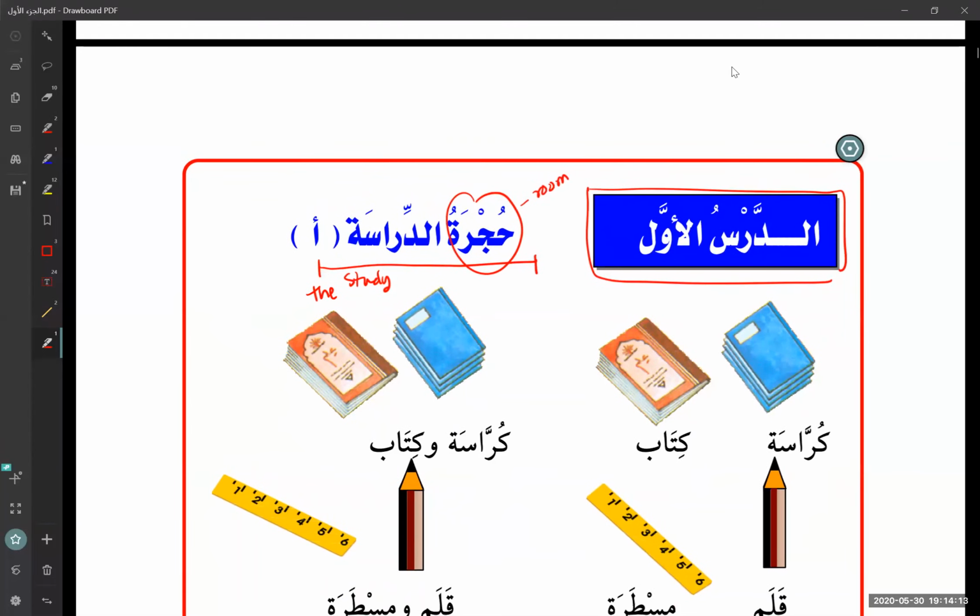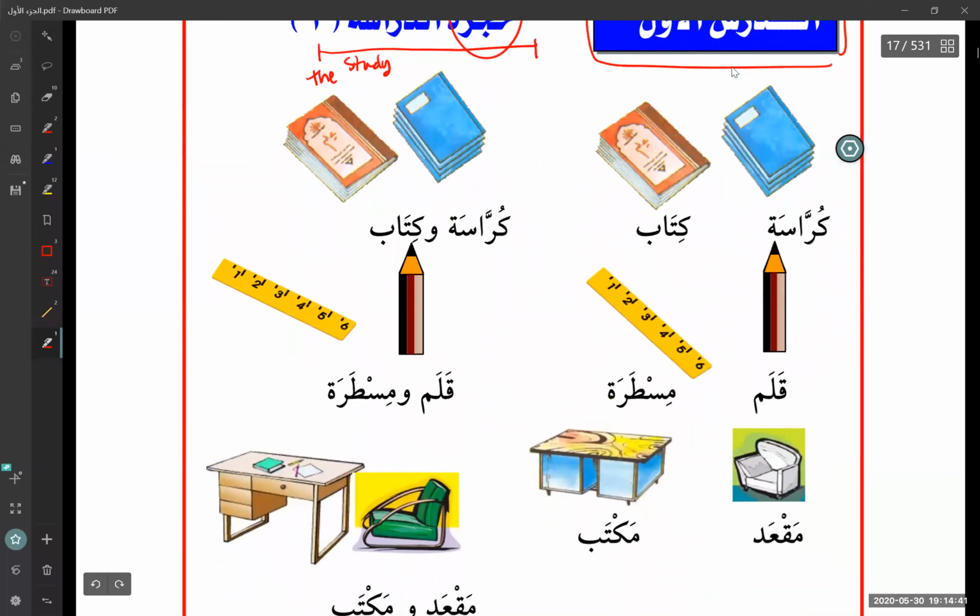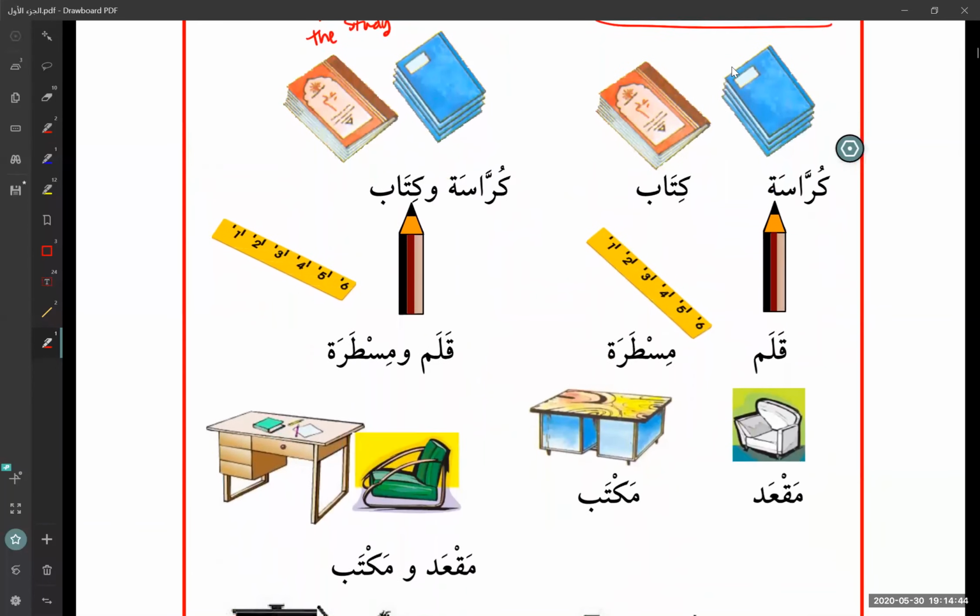There is another word for room which is more used and more common, so you should memorize that. It's called ghurfa. You can just say ghurfa for now. It's a ghurfa, which also means room. So basically, we'll be getting vocabularies that deal with studies.